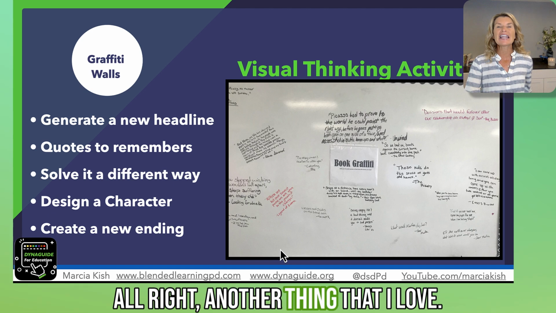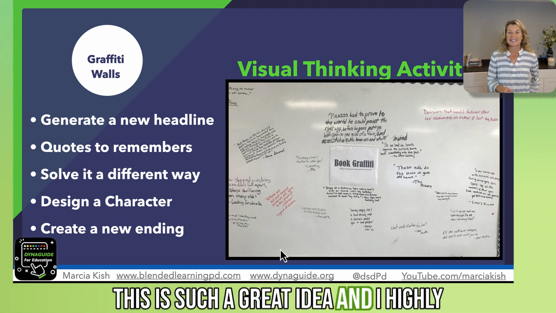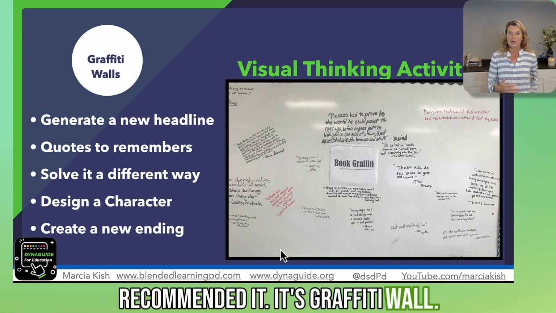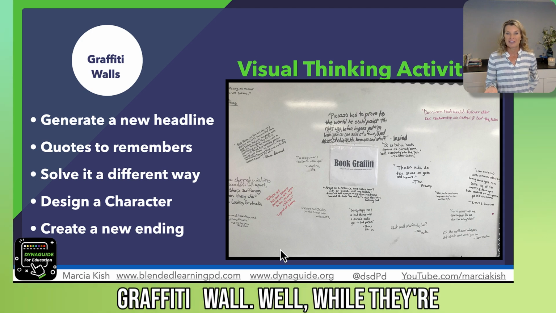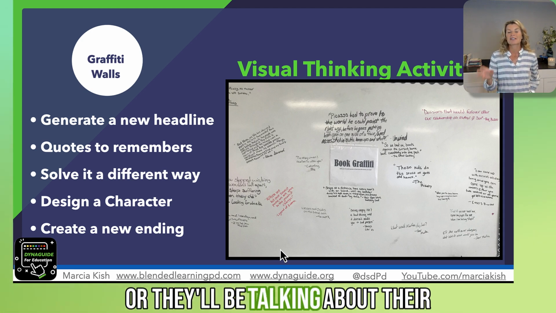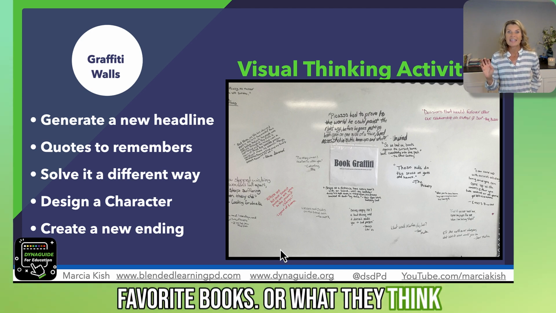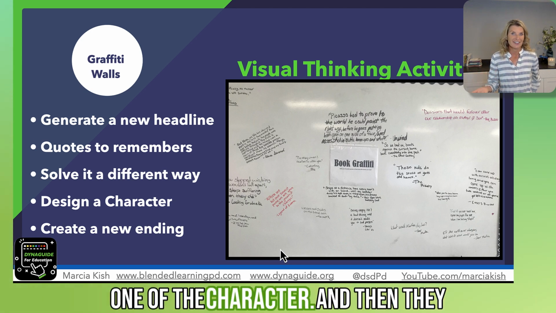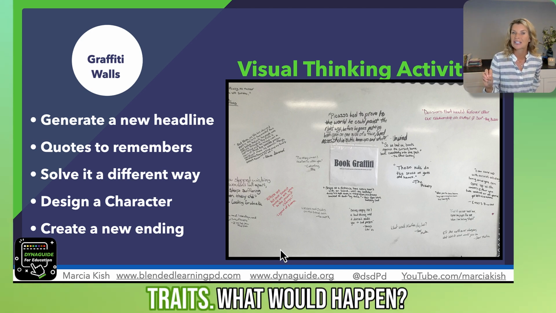All right, another thing that I love, this is such a great idea, and I highly recommend it, is Graffiti Walls. And this one's doing a book graffiti wall. While they're reading, they'll talk about predictions that they have in the book, or they'll be talking about their favorite quotes, or what they think about the characteristic traits of one of the characters. And if they were to switch one of the character traits, what would happen?